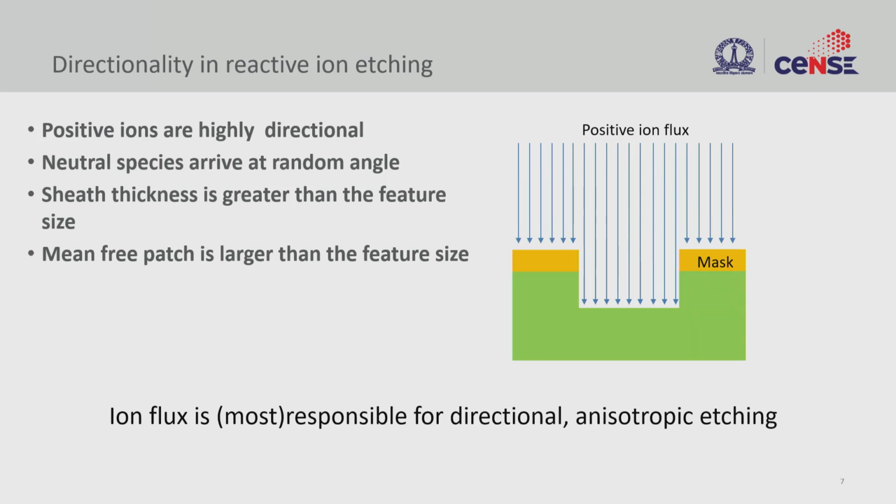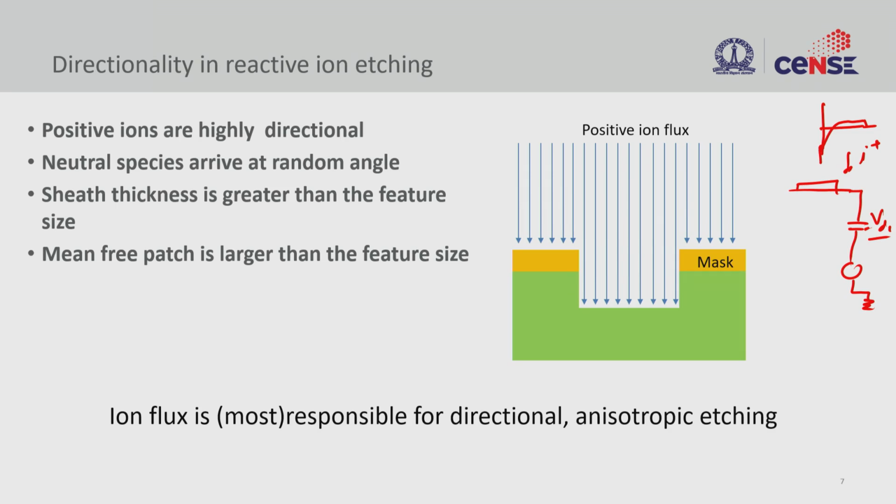So let's look at how we achieve directionality by using ions. So ions are important, we all know. And particularly positive ions are highly directional, because if you remember we had the blocking capacitor along with your RF, which is grounded, and this VDC. So VDC was negative. So when you have a negative VDC, you will attract positive ions. So you will have positive ions attracted towards your substrate.